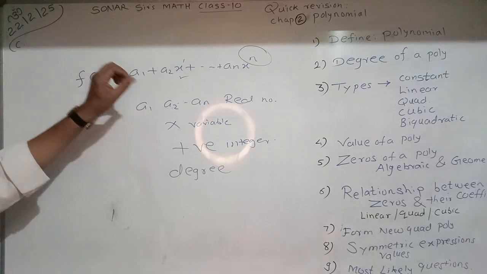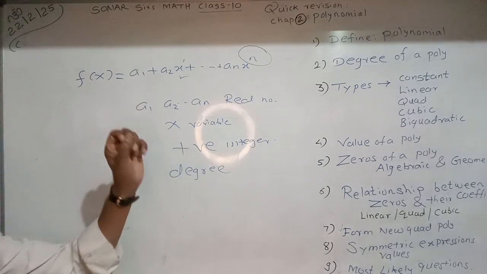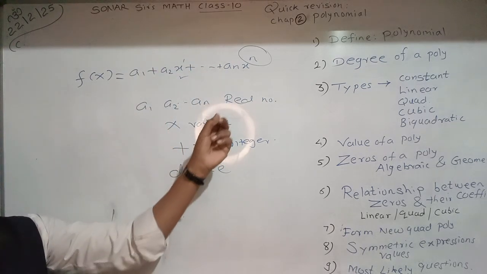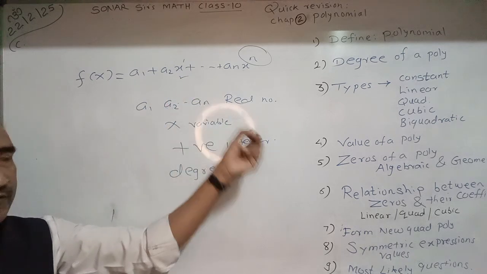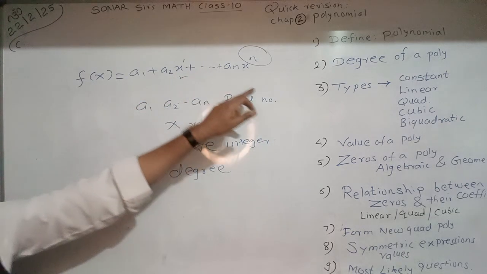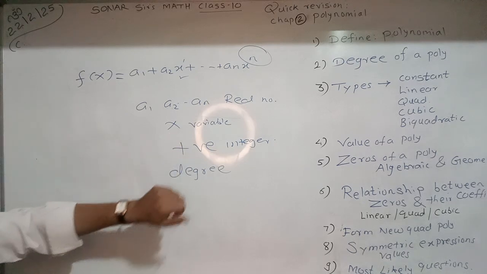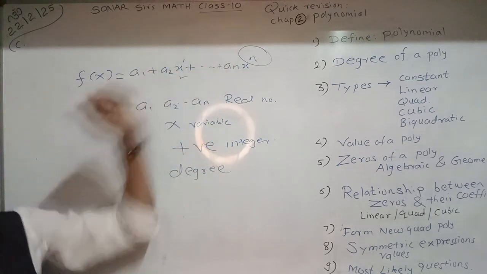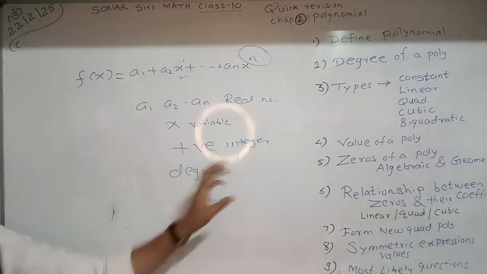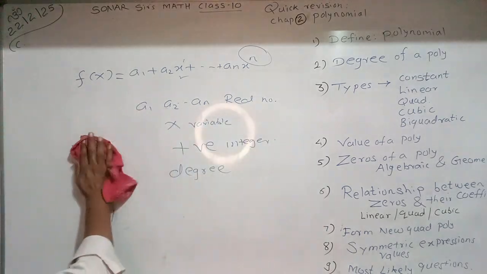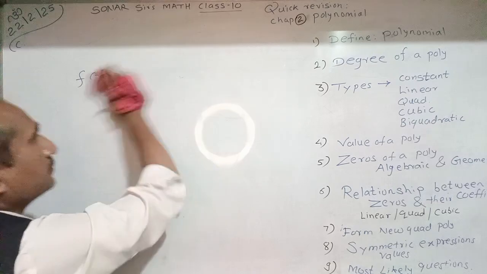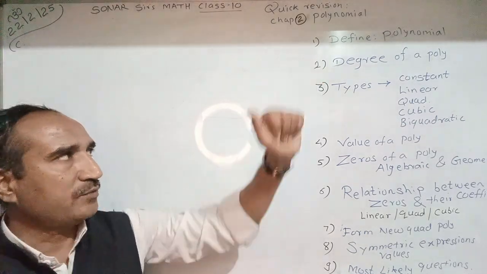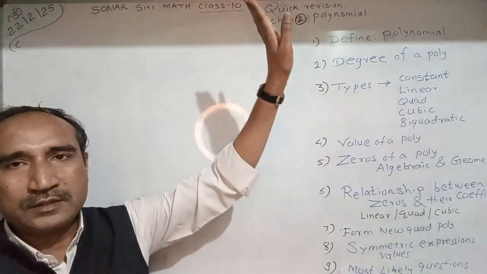An algebraic expression in which a1, a2, up to an are the constant real numbers, we can say them coefficients. X is a variable. The index is a positive integer and the highest index is called degree of the polynomial. We'll discuss degree of the polynomial with the types of the polynomial.